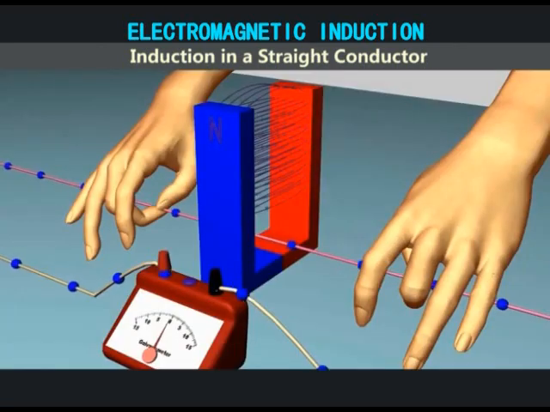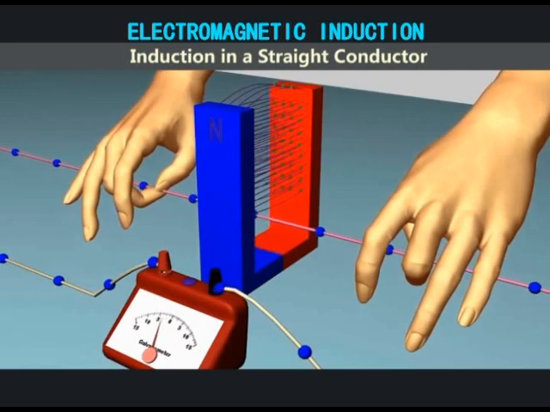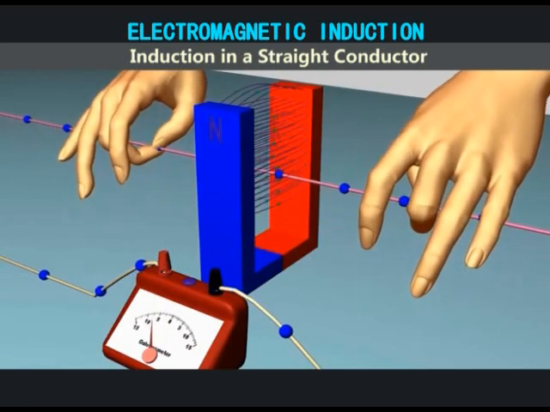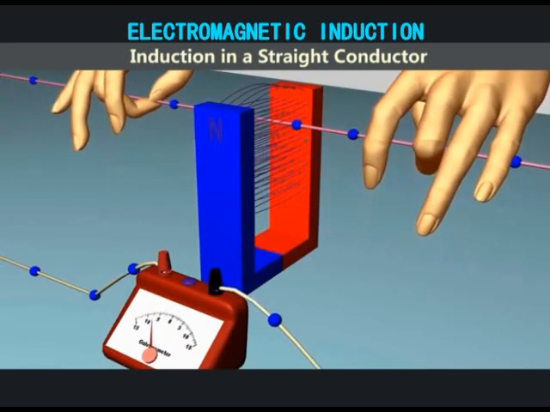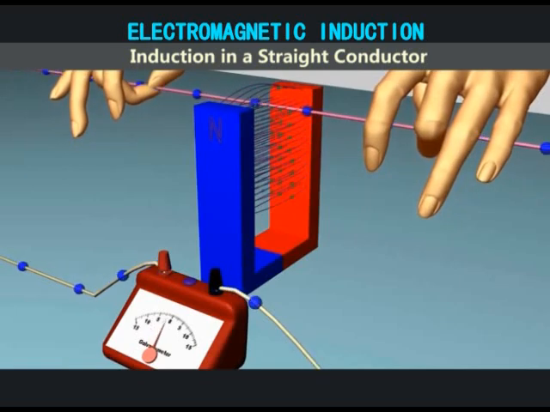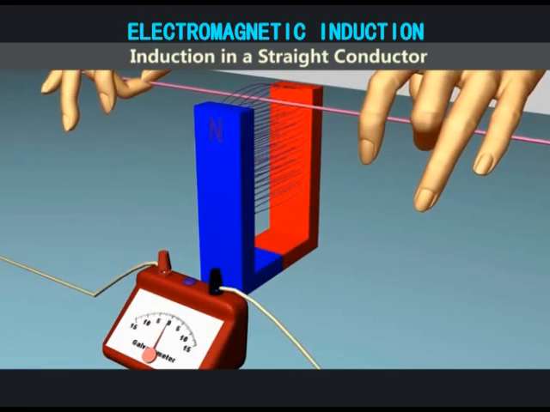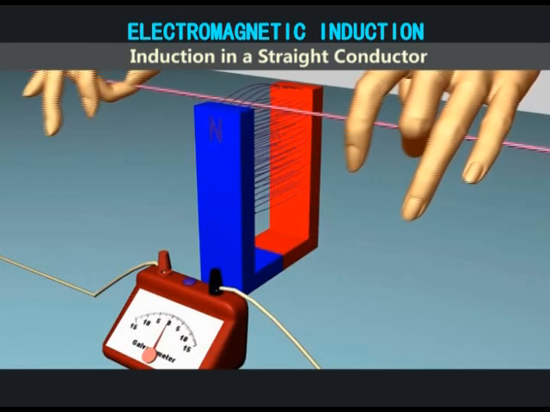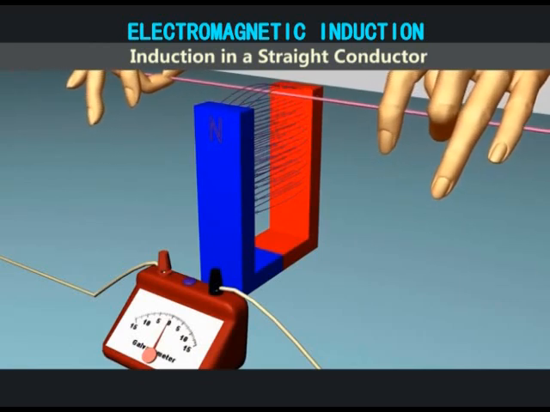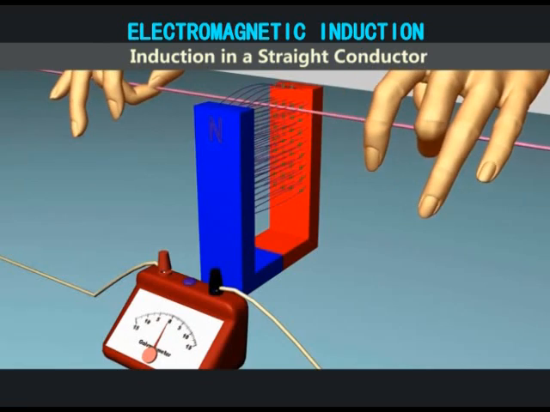When moved upwards, the galvanometer is deflected momentarily in the opposite direction, indicating that current is now flowing in the opposite direction. If moved parallel to the magnetic field, the galvanometer shows no deflection, indicating that no current is induced. When held stationary in the magnetic field, the galvanometer again indicates that no current is produced.